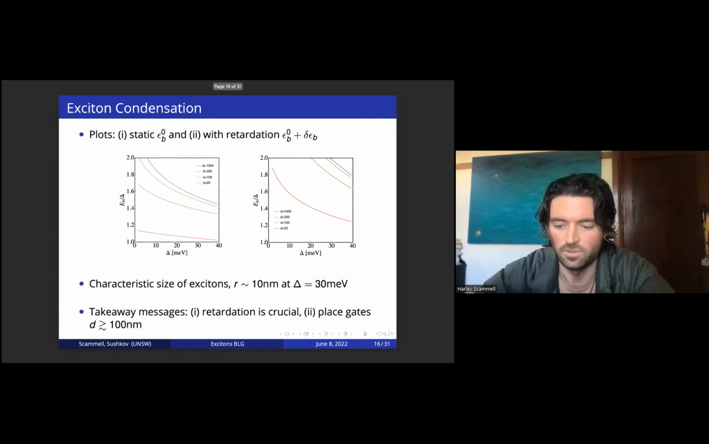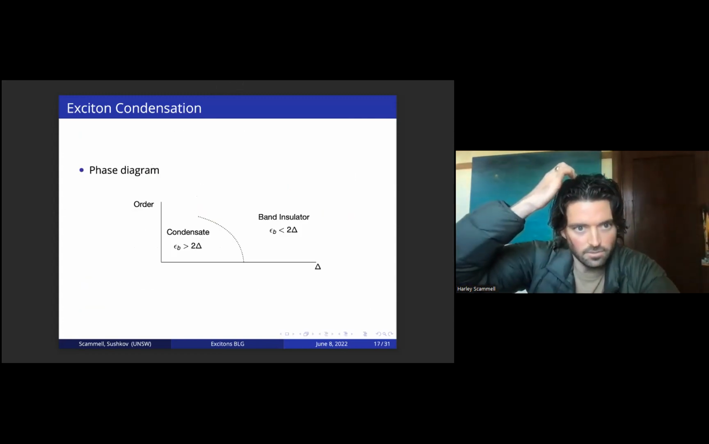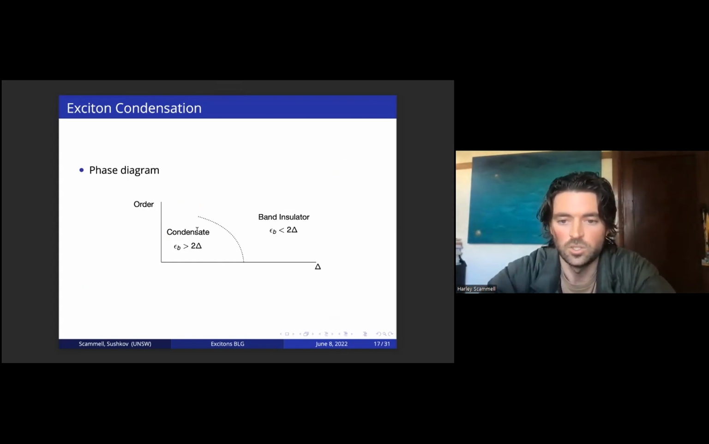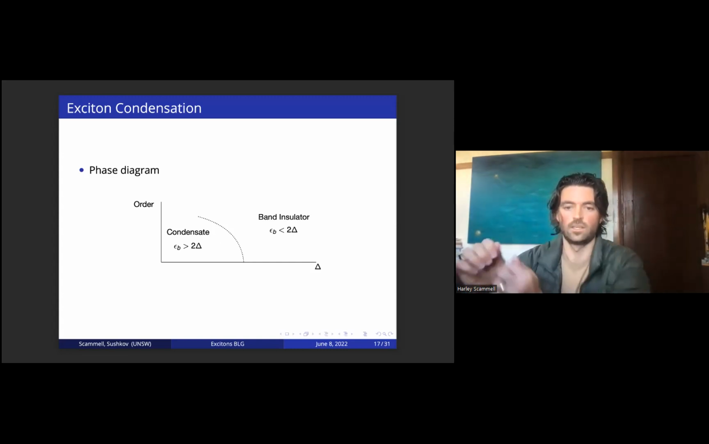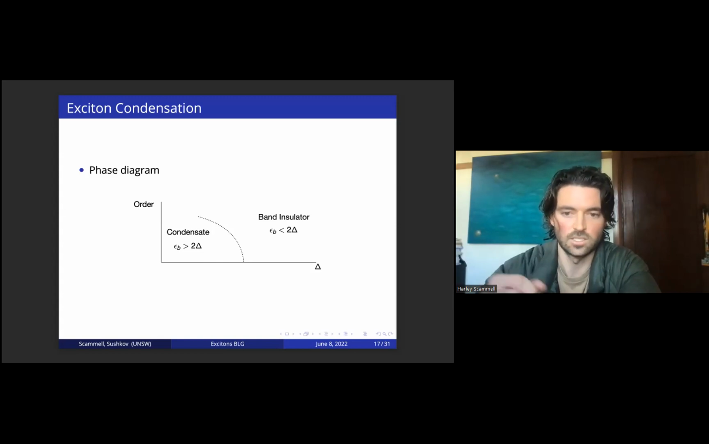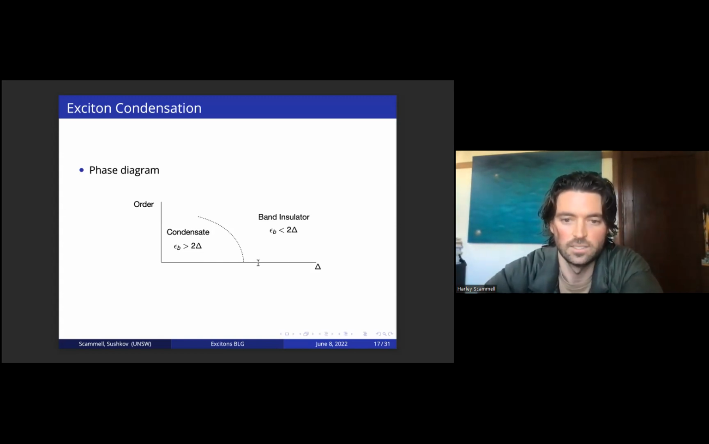Because these axes are a little bit funny, I've given this schematic of the phase diagram. Here, you can replace "order" with, let's say, order parameter or temperature. Let's just call it temperature. What we've looked at so far is starting in the band insulator phase, where individual excitons cost positive energy to excite. Then we've driven down along this zero temperature axis and realized this quantum critical point, where we can enter the condensate phase.